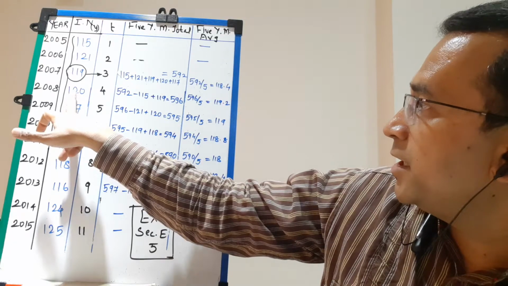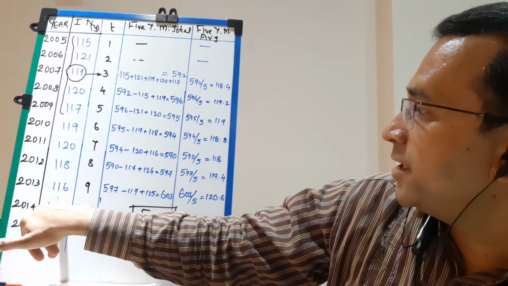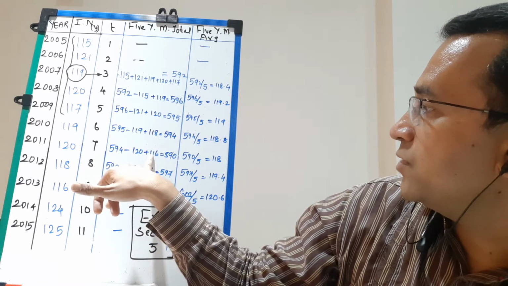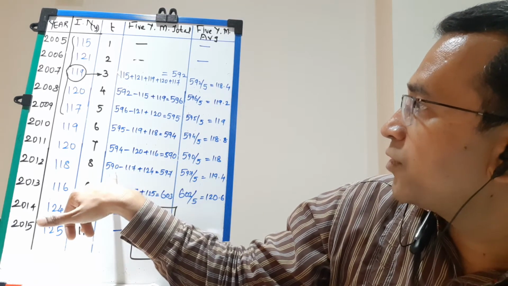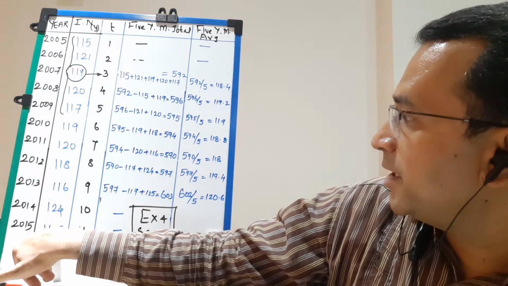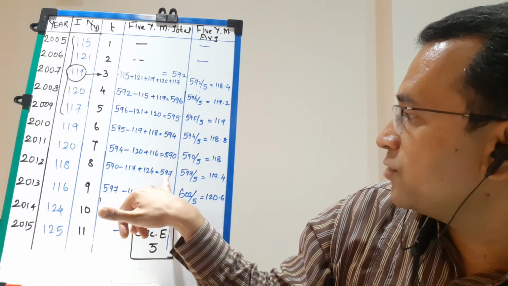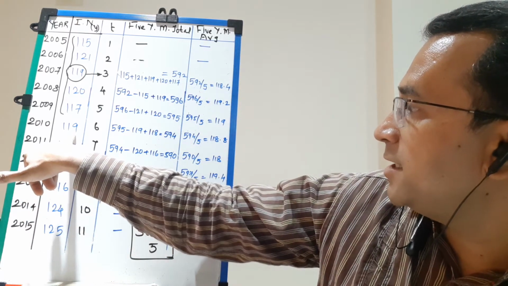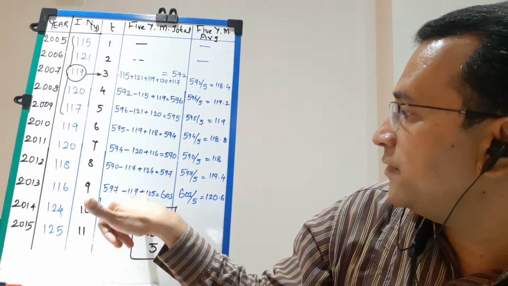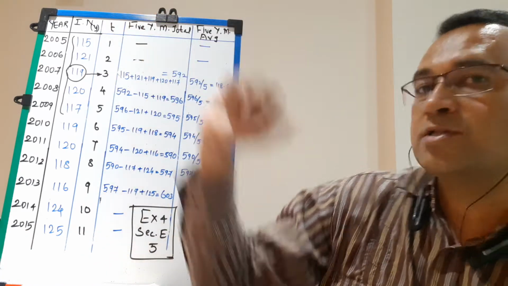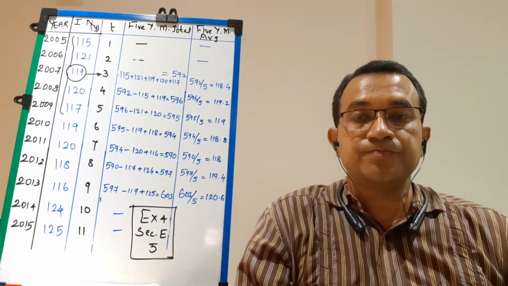Now remove 120 and add 116. So 594 minus 120 plus 116, 590. From 590 remove 117, add 124. So 597. From 597 remove 119 and add 125. So this is 603. The last two values and first two values will have dash.